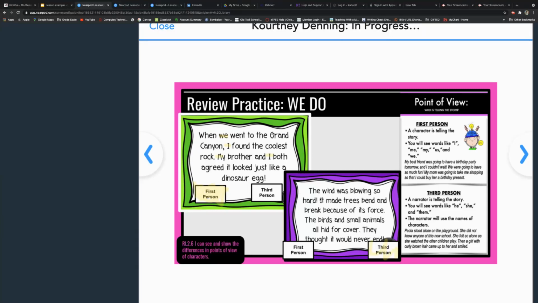So you would highlight anything that says he, she, they, them. So let's look. The wind was blowing so hard. What is the wind? It says it made trees bend and break. So the wind is an it. It's a thing. Okay, it made the trees bend and break because of its force. The birds and small animals all hid for cover. They, finally, I see it. So they and them, those are in the same category. So it is definitely not first person because we would see my, I, and we.